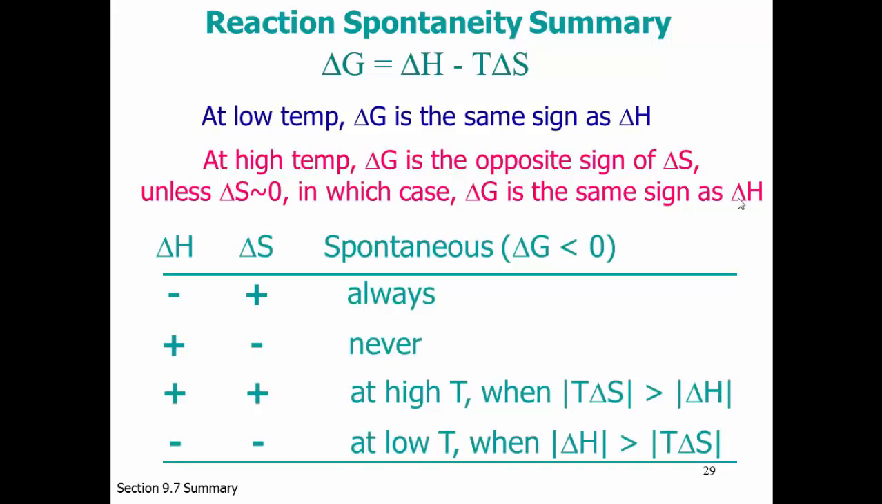So here's the summary. Many students like to memorize this for the test. A negative delta H, positive delta S is always spontaneous. A positive delta H, negative delta S is never spontaneous. A positive delta S will be spontaneous at high temperature. A negative delta H will be spontaneous at low temperature.